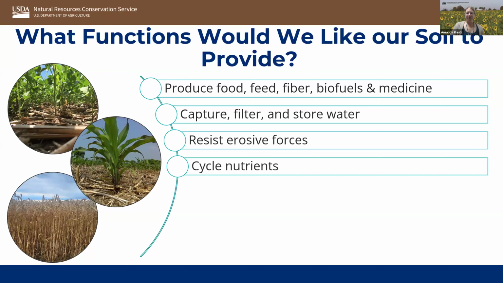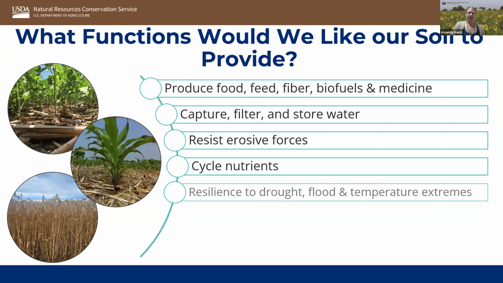We want it to cycle nutrients because we can put inputs into our soil, but those are expensive and cost money. And if we can get some of the nutrients from a natural process and it's actually cycling through that soil food web, it can be a huge benefit to us.